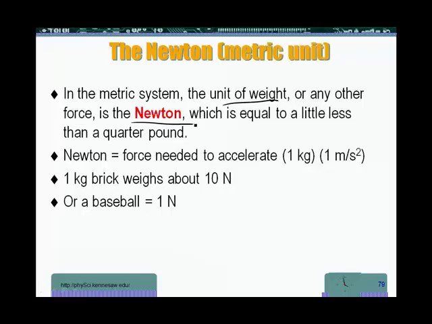Now, the British system of units uses pound for force. So the equivalent unit in the British system of units is the pound. And 1 Newton is about a quarter pound. Just for guidance, when you hold, excuse me, a 1 kilogram brick, it's going to feel like you have 10 newtons on your hand. If you hold a baseball, it's going to feel like you are holding 1 Newton on your hand. Whatever you feel on your hand is about 1 Newton.